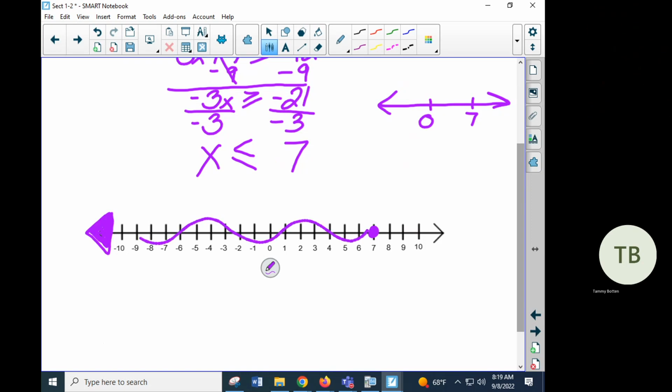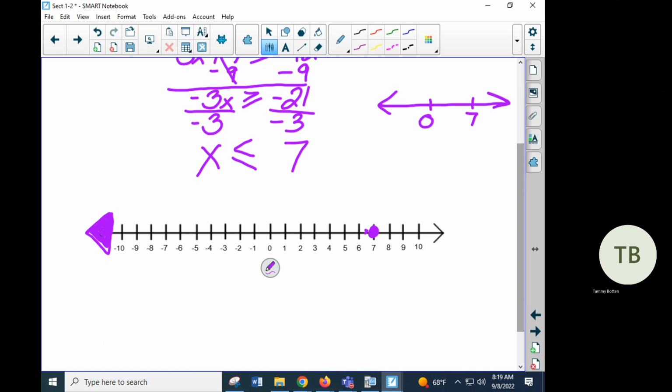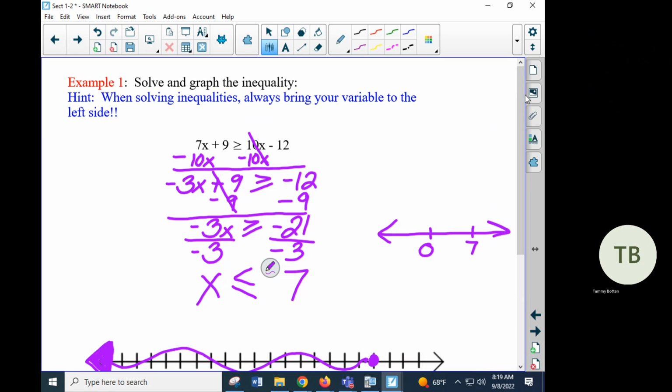And you can do this a number of ways. Some people, instead of doing this, will just shade on the line, and that's okay. Some people will do this, and kind of put your arrow up there. So as long as I know where you shaded, you're fine. And again, if you pick any point in this region, so say you put 0 in that original, it should work.